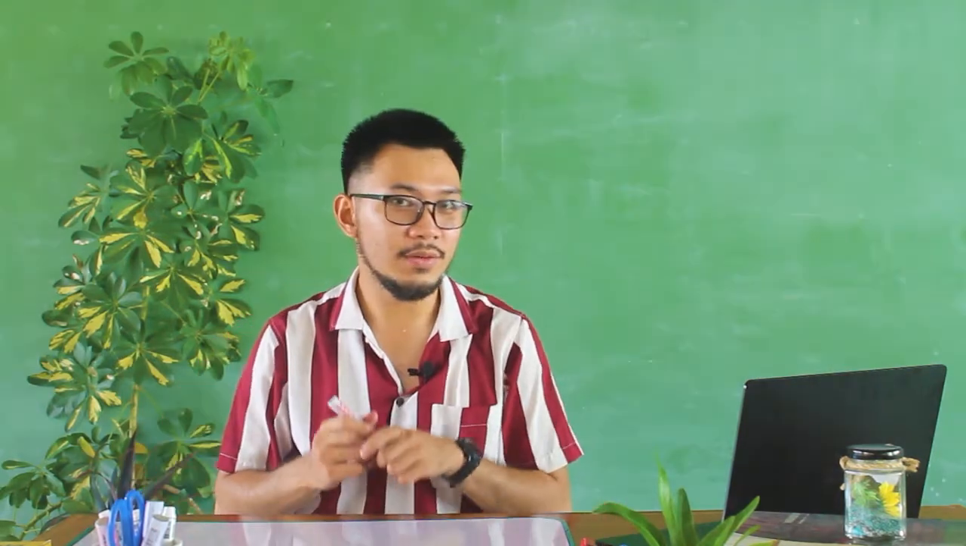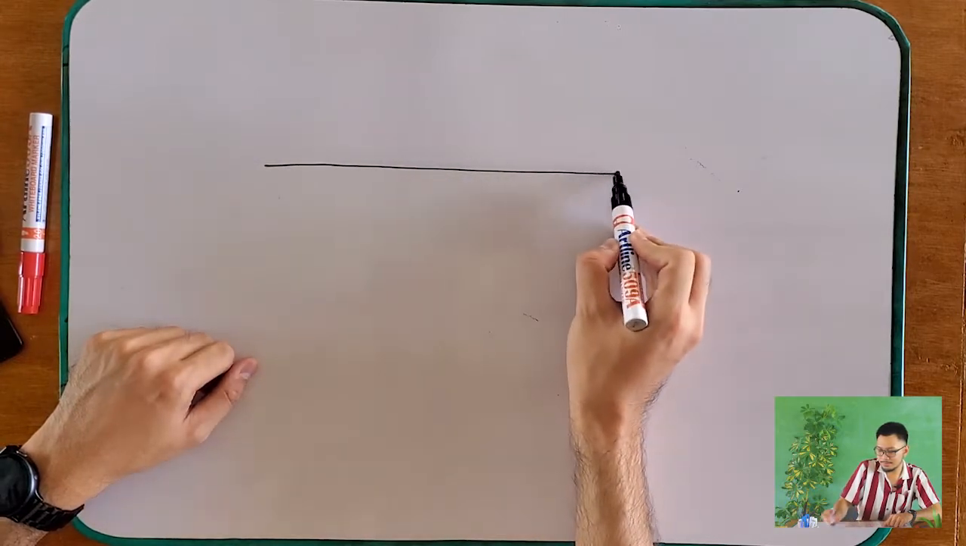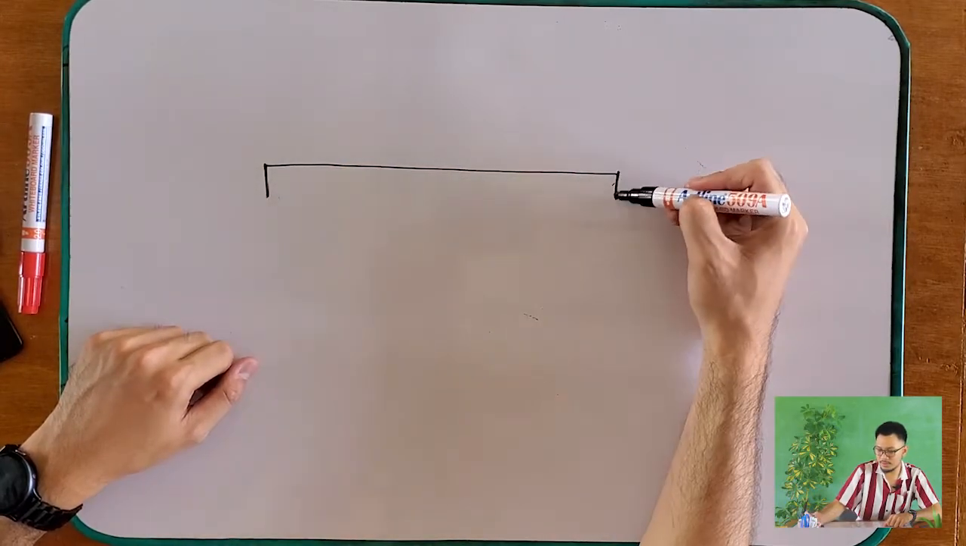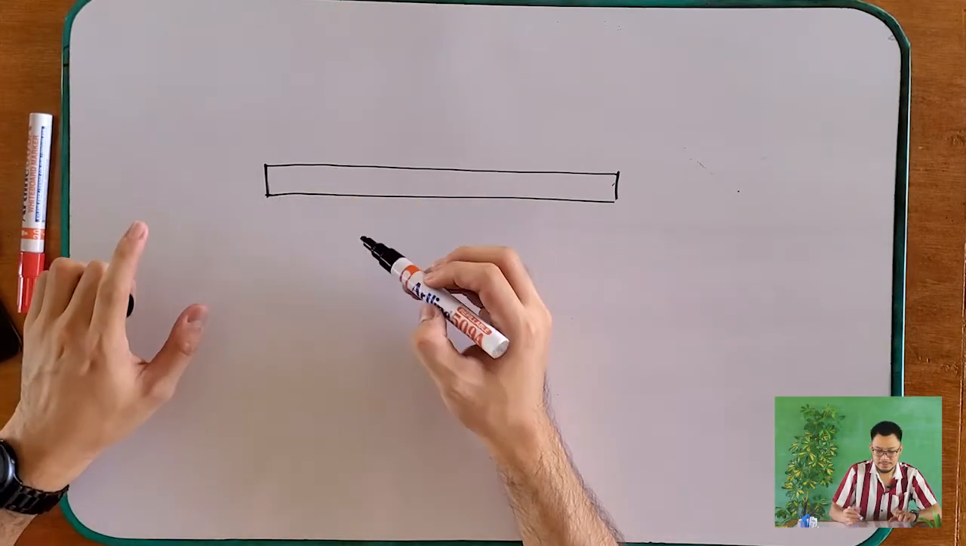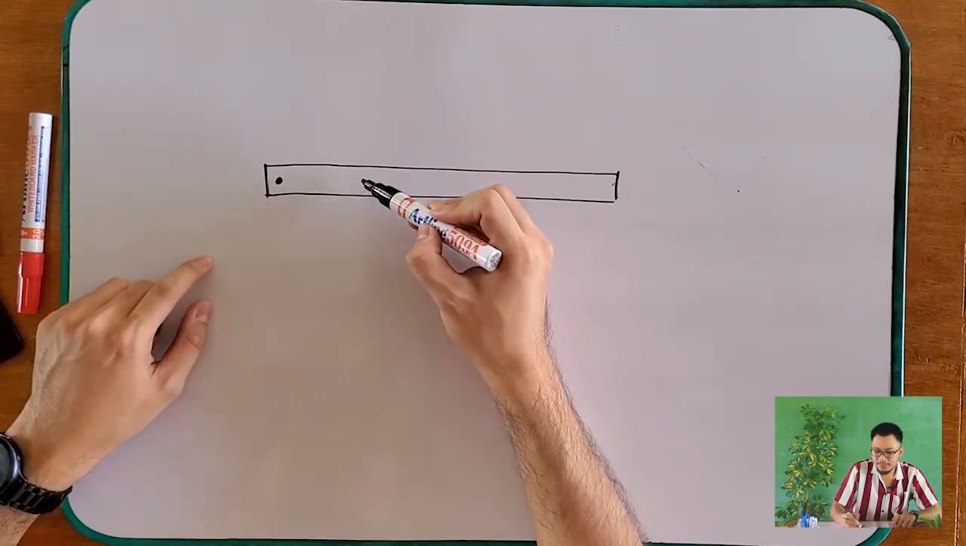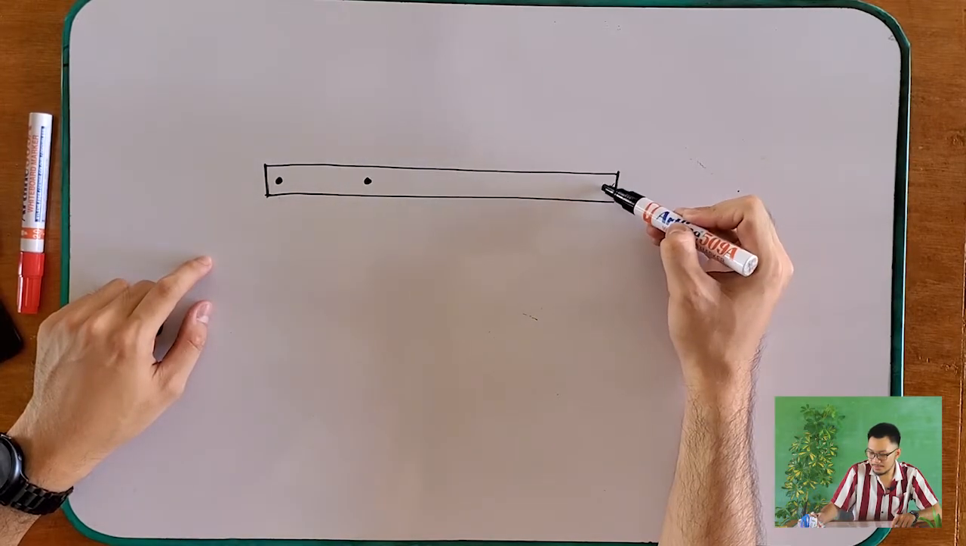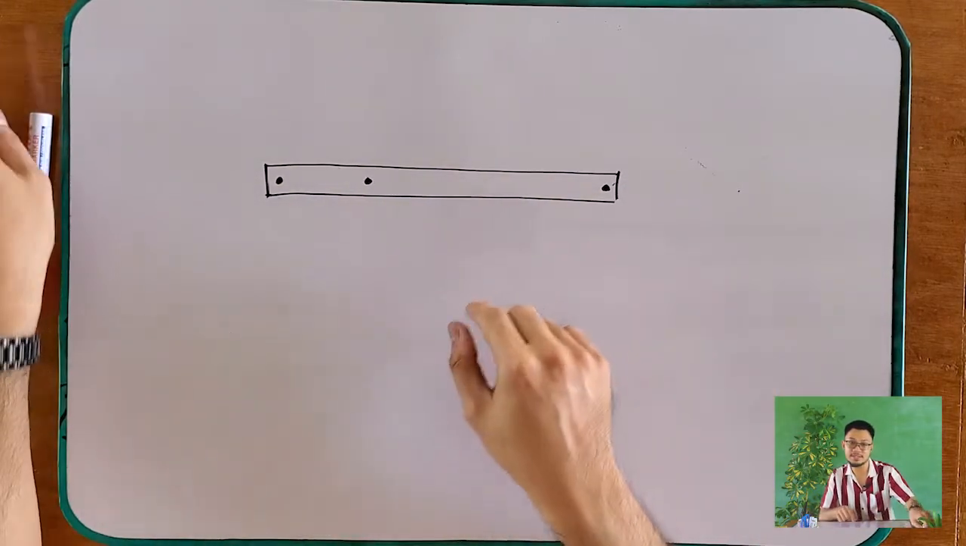If a member is a two-force member, then that member is subjected to two forces. And if a member is a three-force member, then obviously, that member should be subjected to three forces. So, for a three-force member, let's say we have this beam, and your beam is subjected to three forces, and those forces are applied at these 3 points.